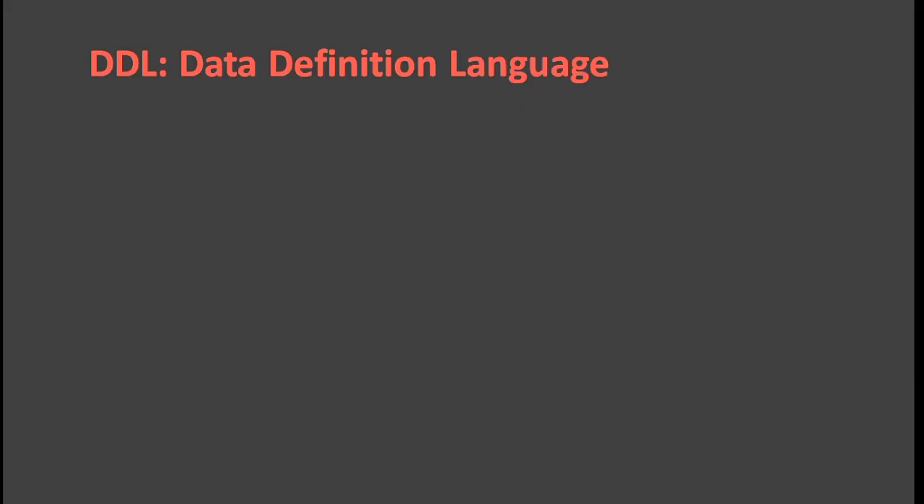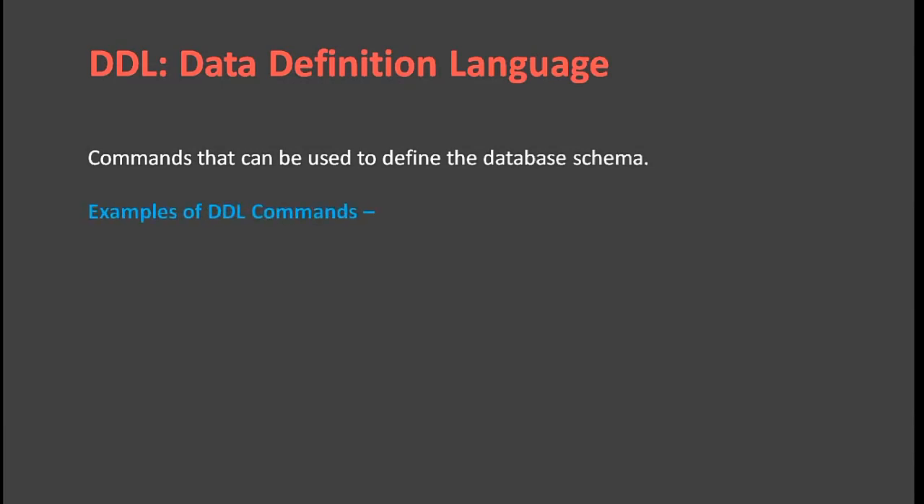DDL, or Data Definition Language, consists of the SQL commands that can be used to define the database schema. It simply deals with the description of the database schema and is used to create and modify the structure of database objects in the database. Examples of DDL commands are create, alter, rename, truncate and drop. Now we'll see these commands one by one.